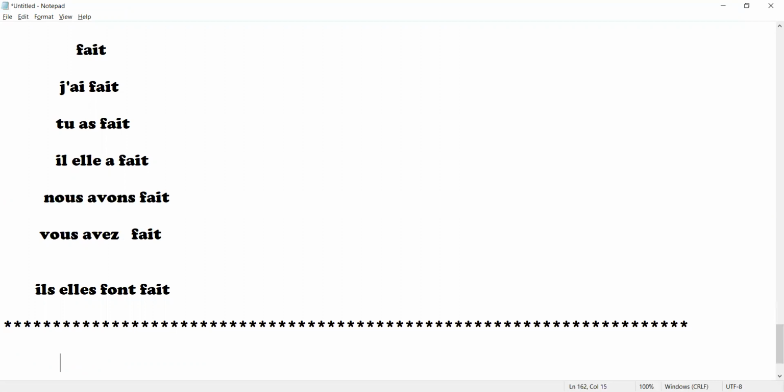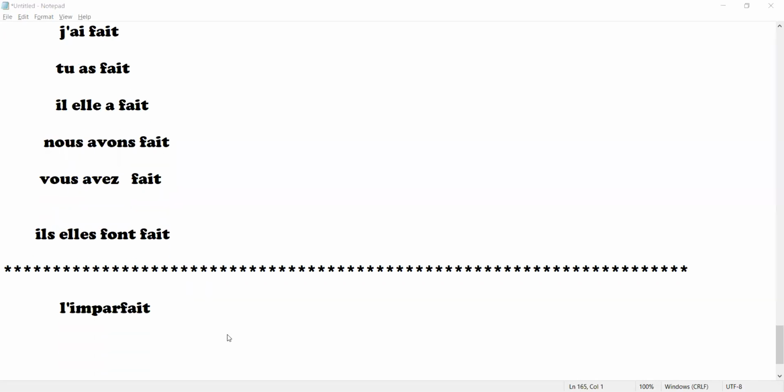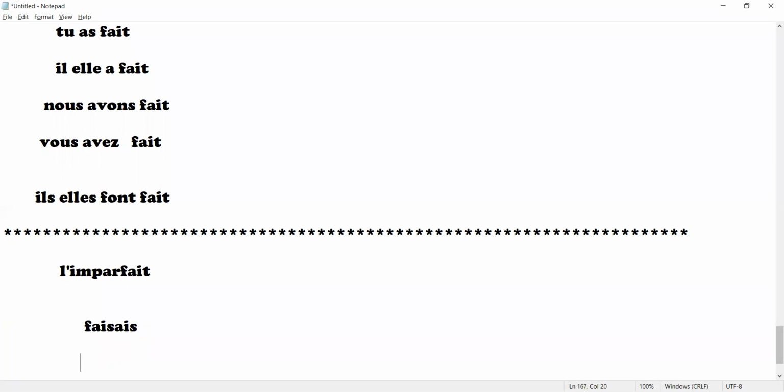Now tell me, what is the imparfait? The past continuous tense. First we'll conjugate faisons. Very good. C'est clair. F-A-I-S-O-N-S, and we have to eliminate O-N-S. And what do we do now? It's just A-I-S. C'est très simple. Then, je faisais, tu faisais, il, elle faisait, et nous faisions. Vous faisiez, because we have the I-E-Z ending. C'est clair. D'accord?